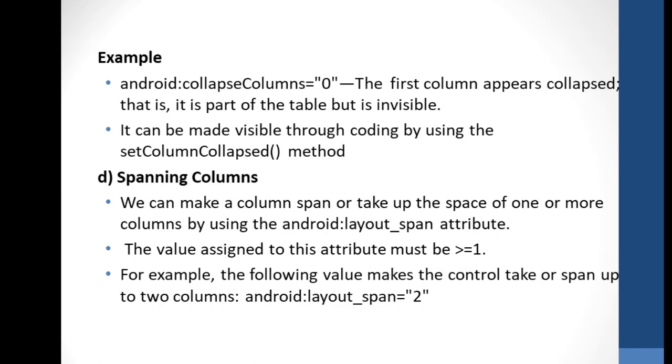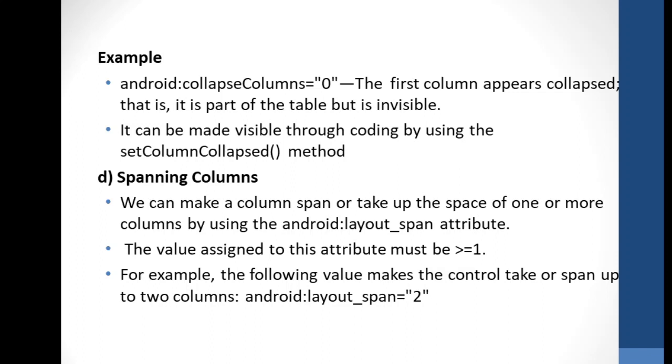android:collapseColumns equal to 0. The first column appears collapsed, that is, it is part of the table but it is invisible. It can be made visible through coding by using the setColumnCollapsed method. We can make the column visible by using the setColumnCollapsed method.